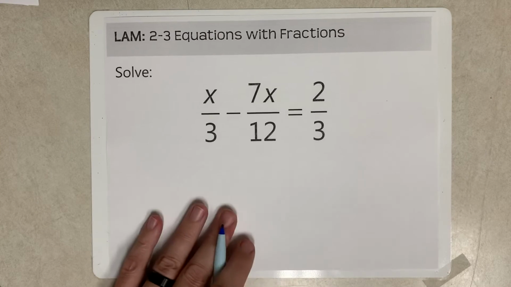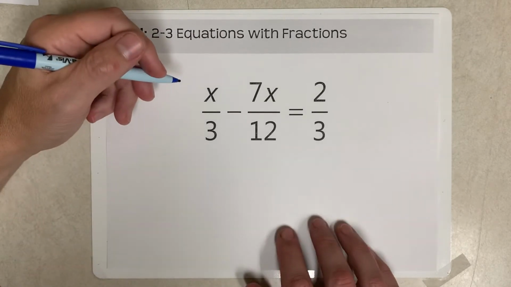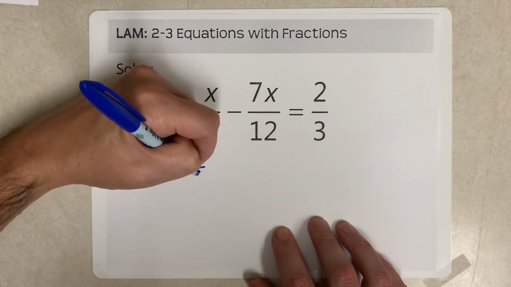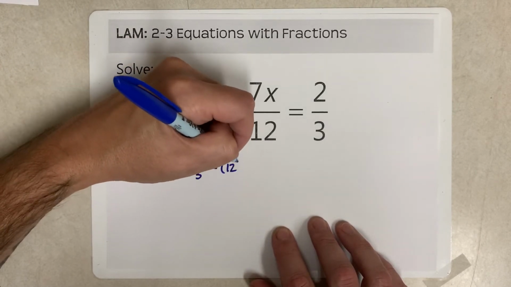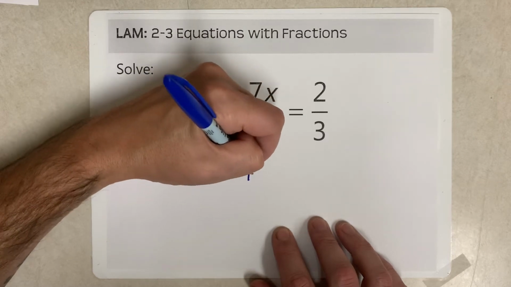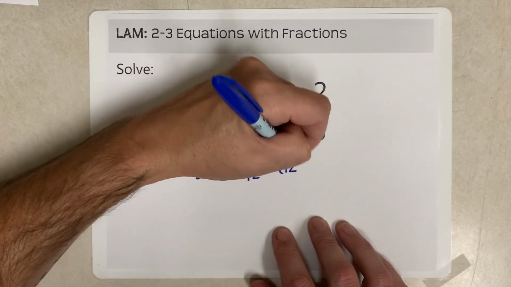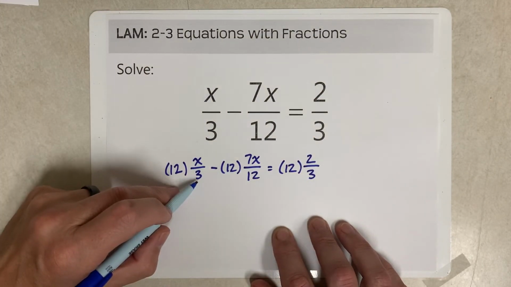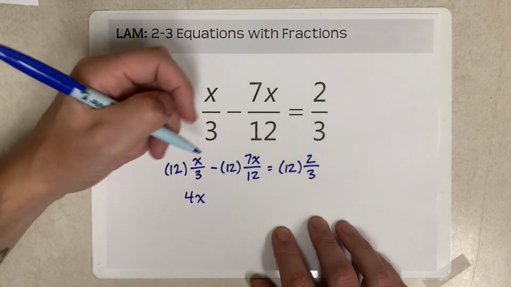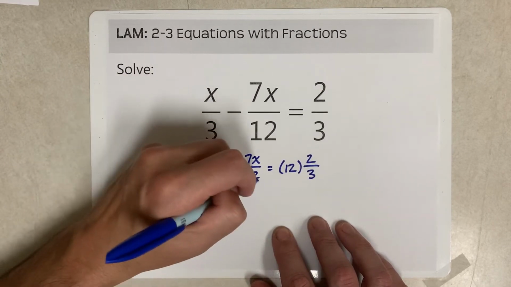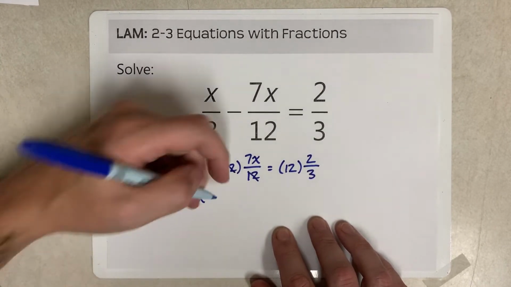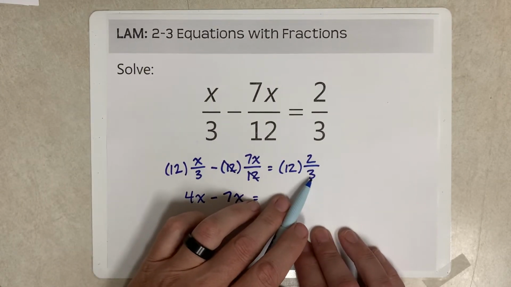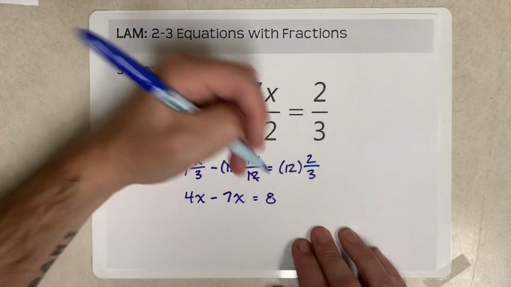This one, we've got a 3 and a 12. So 12 would be our common denominator. So 12x over 3 minus 12 times 7x over 12 equals 12 times 2/3. Okay, 12 divided by 3 is 4, times x is 4x. These two 12s are going to cancel completely and make it a minus 7x, equals 12 divided by 3 is 4, times 2 is 8.